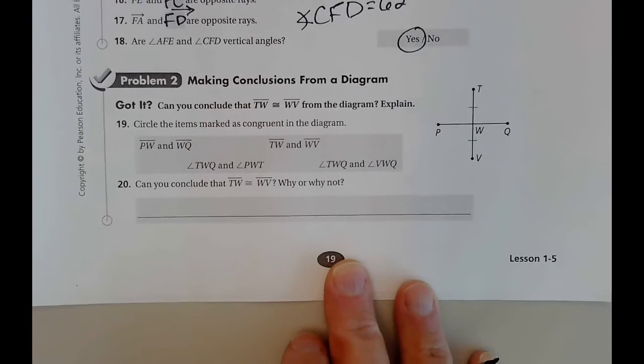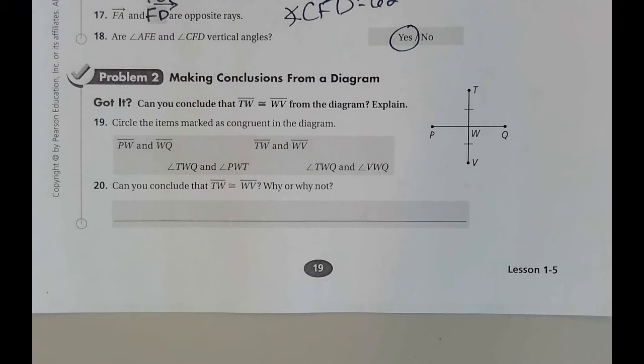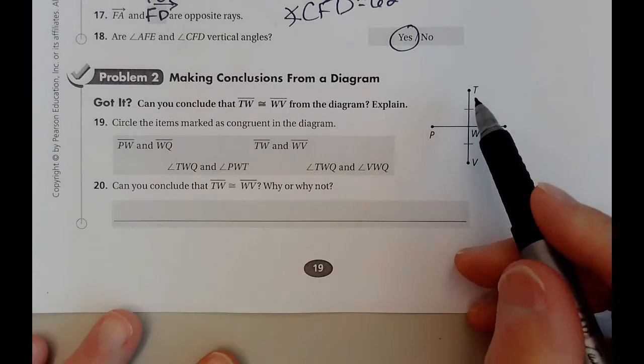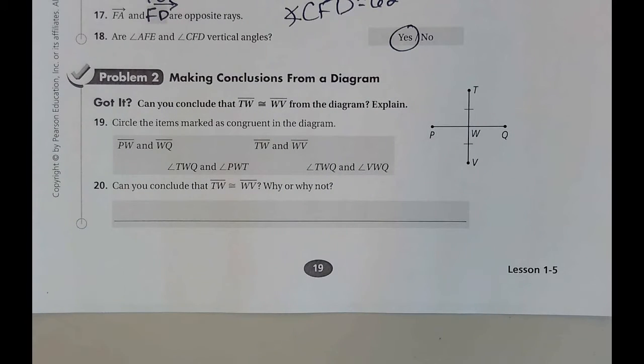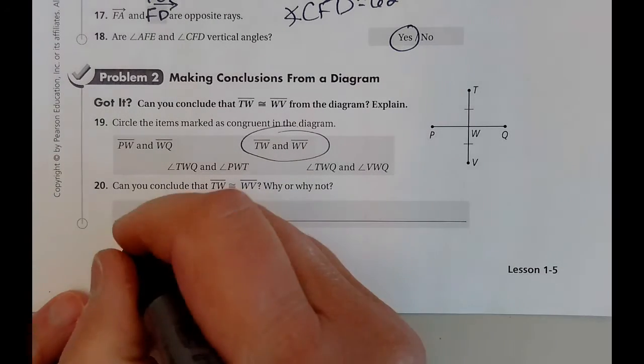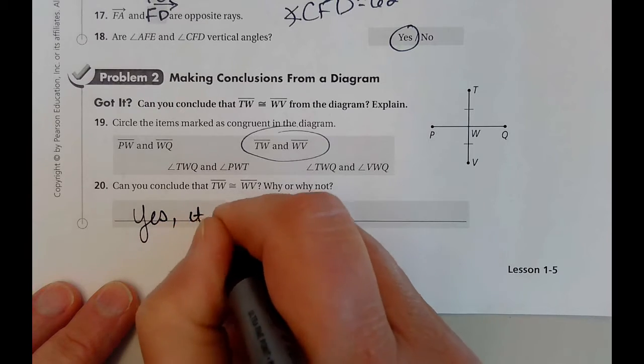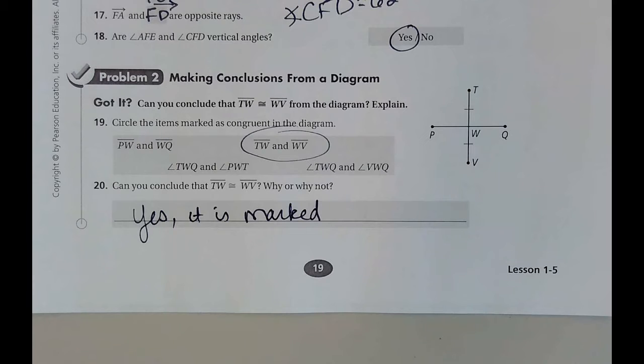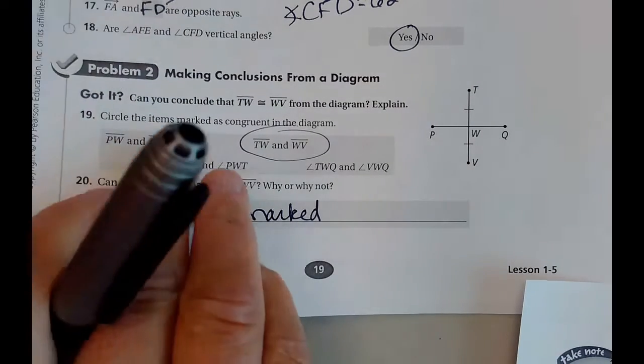What can we mark as, this is just making a conclusion, looking at a diagram in geometry, we often have to do that. Can we conclude that TW is congruent to WF? So it says let's circle the items that are marked as congruent. Well, TW is congruent to WF. It's marked that way. So we can conclude that, it's marked. We've got tick marks. So we can conclude that those are congruent. All right, next page.